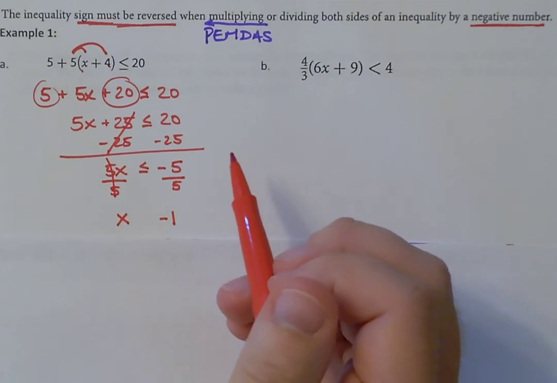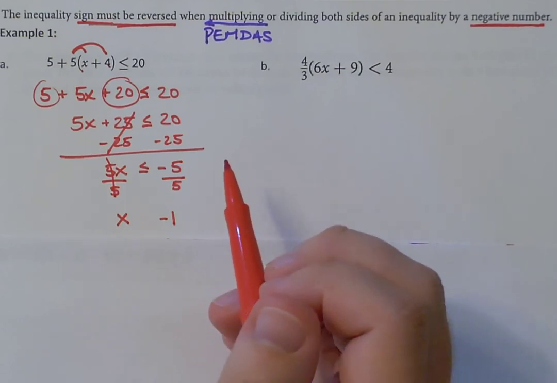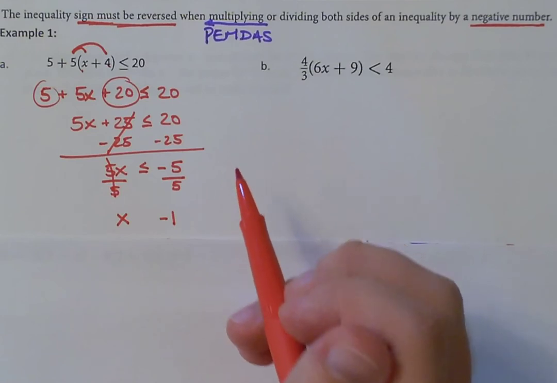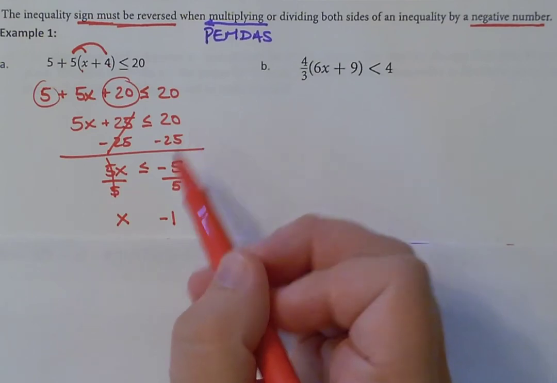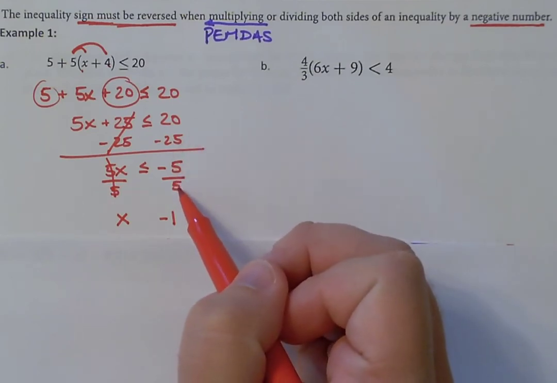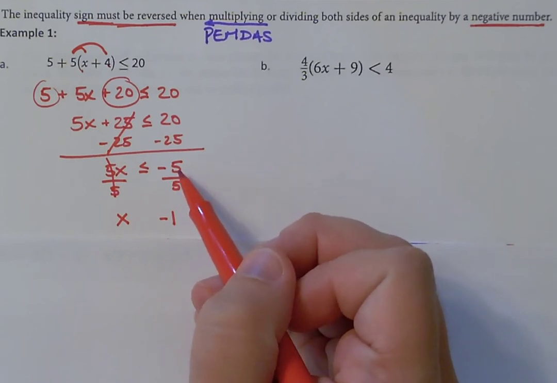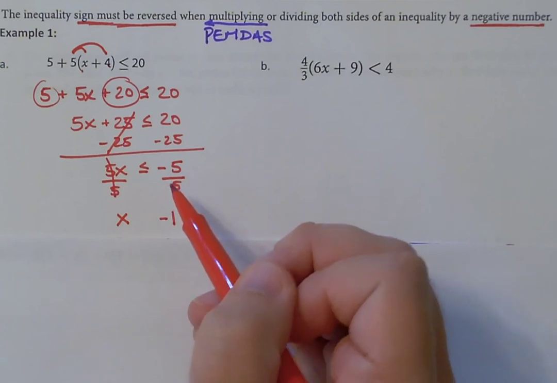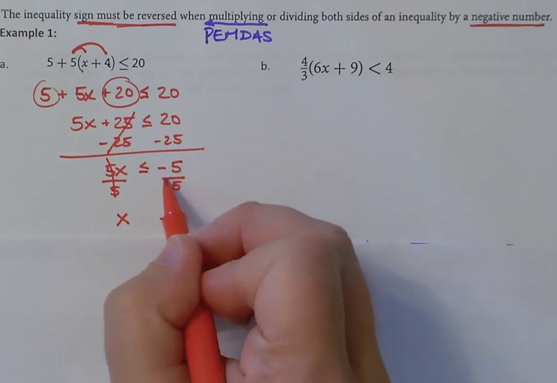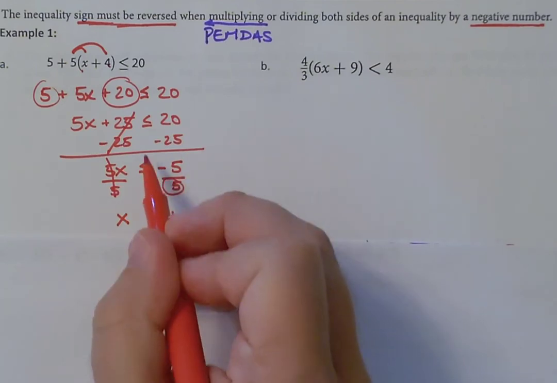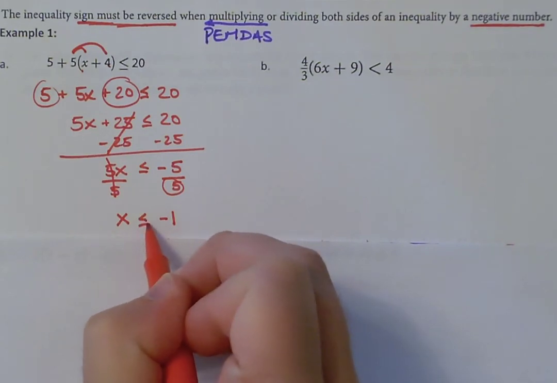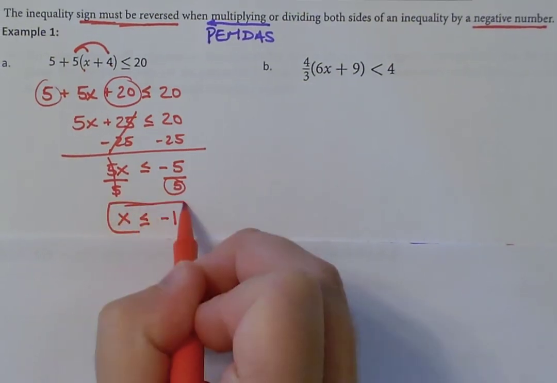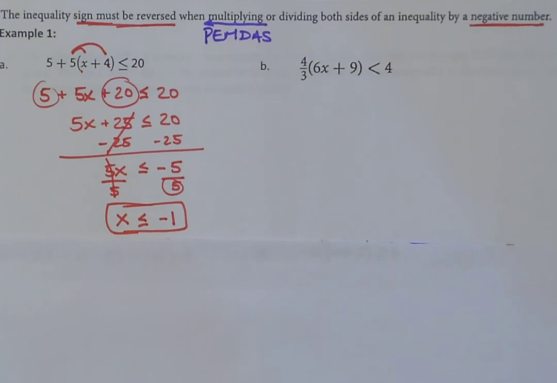Now, in terms of our sign, you need to ask yourself, does it stay the same or do I need to flip it? Well, if we look at this problem, I divided by a positive 5. Yes, a negative 5 was involved. It's what was being divided. But because I divided by a positive 5, that means my sign stays the same. So then I get x is less than or equal to negative 1.